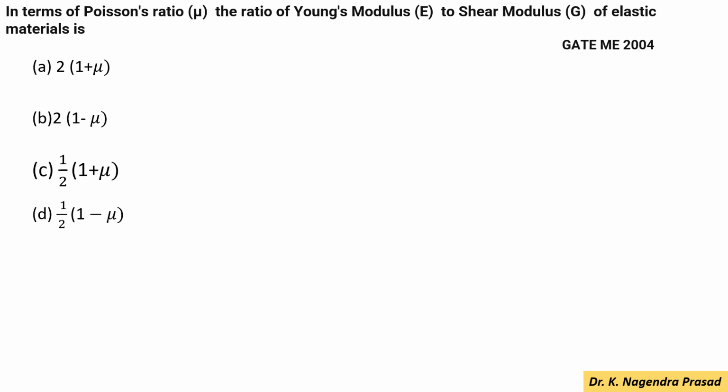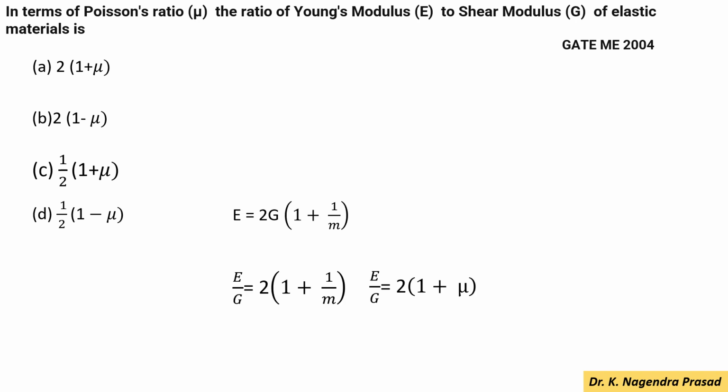In terms of Poisson ratio mu, the ratio of Young's modulus to shear modulus of elastic material. So here it is asking the ratio of E to G. So we know the relationship between the E and G, E equal to 2G into 1 plus 1 by m, and E by G equal to 2 into 1 plus 1 by m. So 1 by m or mu, both are the same only. So we are using the 1 by m or mu for the Poisson ratio. So then E by G equal to 2 into 1 plus mu. So option A is the correct.